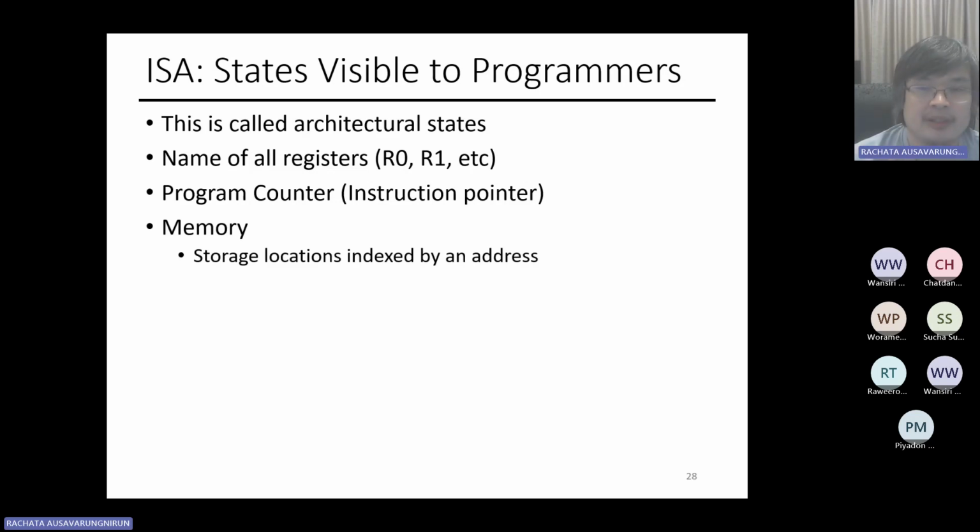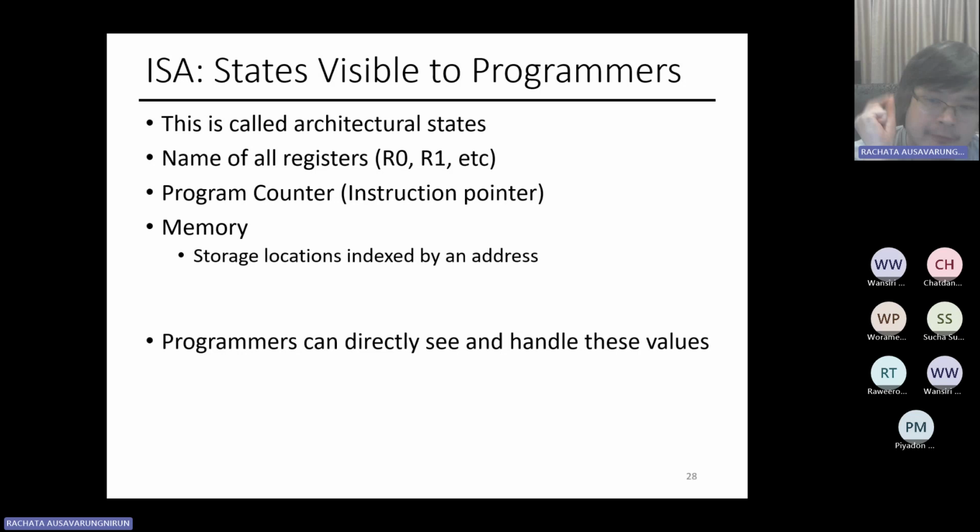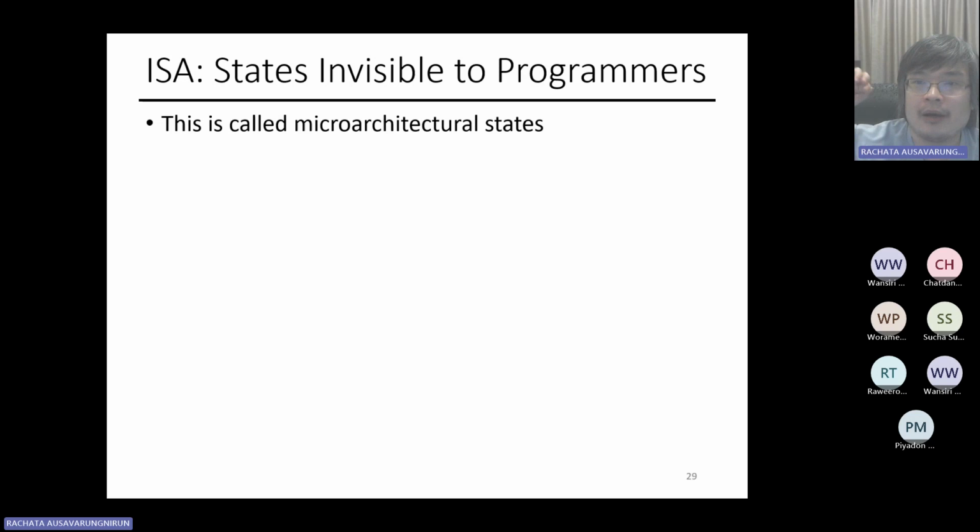Also the memory. The memory stores the location of your data, essentially, that are indexed by some address. And the programmer can directly see and handle these values. Then there are things that are not visible to the programmer. For example, when you write a program, can you control the cache? The answer is no. You cannot really directly control the cache, right? These are the microarchitecture states.